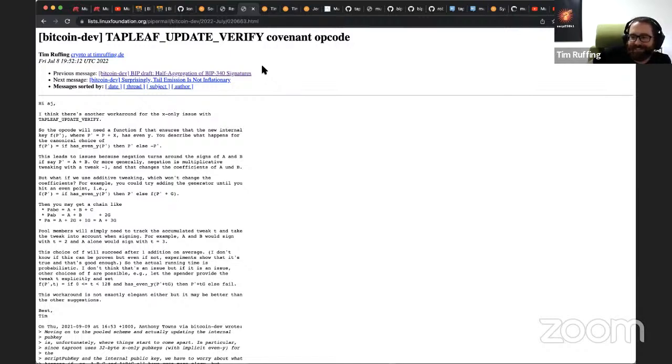But yeah, I think it was CoinPool that was using this particular covenant opcode, but it's a complication for the covenant opcodes, tap leaf update verify. Yeah, right. And then various things are looking at whether they'd use it if that was ever activated on the Bitcoin blockchain.